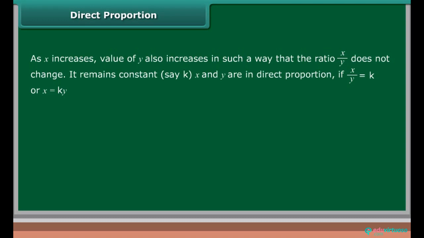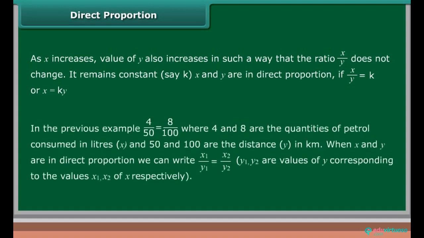Say k. x and y are in direct proportion if x upon y is equal to k, or x is equal to ky. In the previous example, 4 upon 50 is equal to 8 upon 100, where 4 and 8 are the quantities of petrol consumed in liters x, and 50 and 100 are the distance y in kilometers. When x and y are in direct proportion, we can write x1 upon y1 is equal to x2 upon y2, where y1, y2 are values of y corresponding to the values x1, x2 of x respectively.